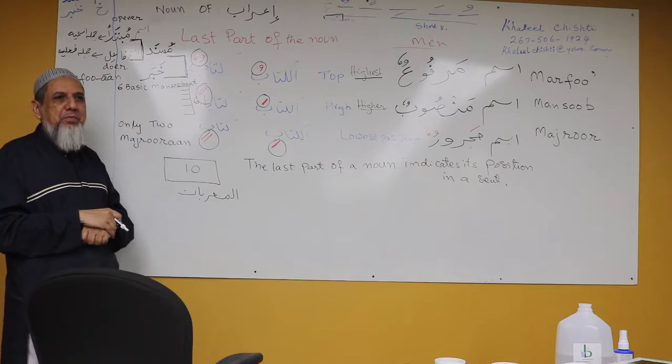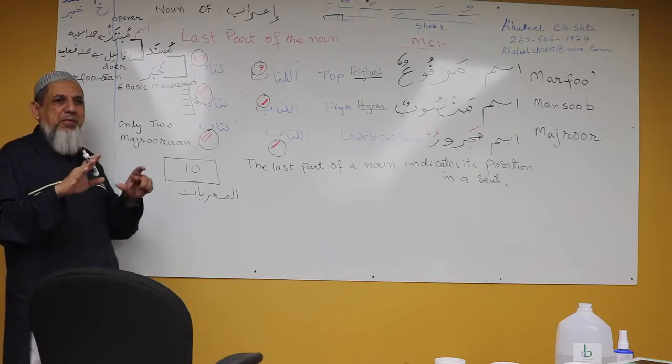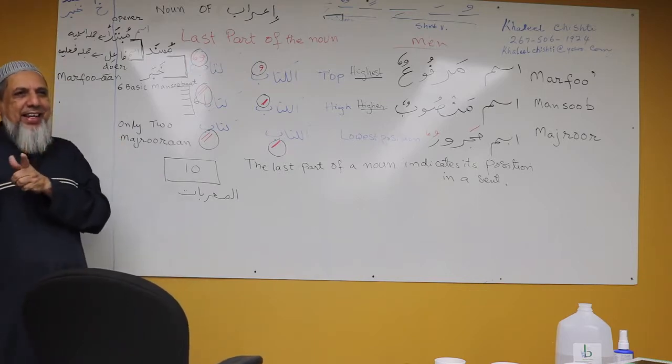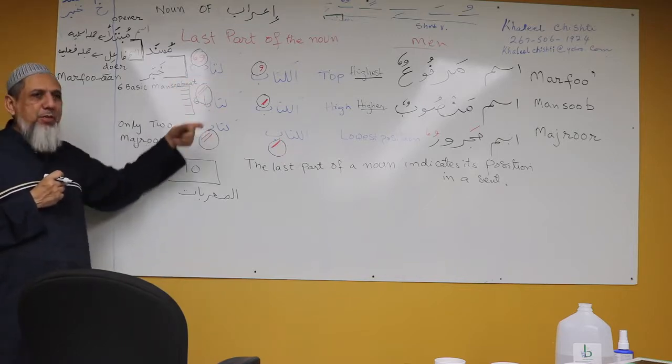They are mansub. His, him, me, they are all mansub. So "his" wouldn't be majrur, as in "his pen." You see, don't translate Arabic exactly like in English. English has only 2 positions. Arabic has 3 positions: marfu, mansub, and majrur.